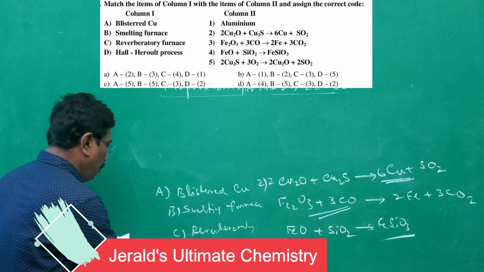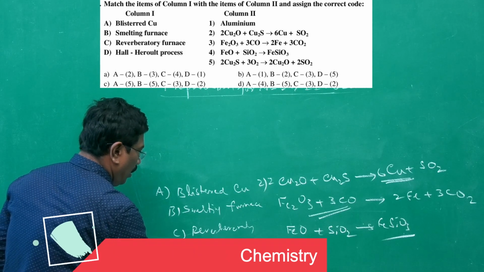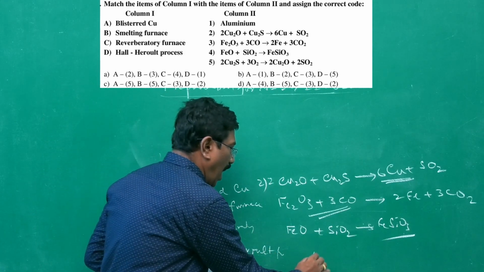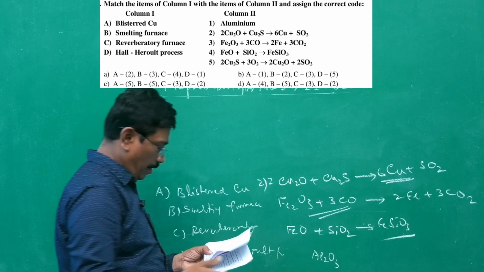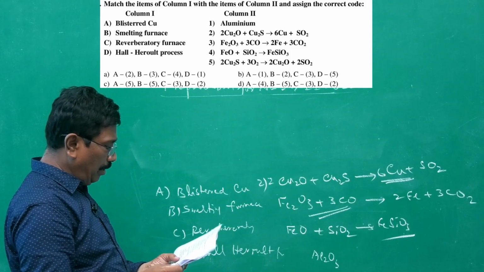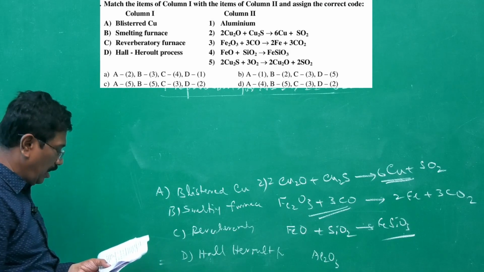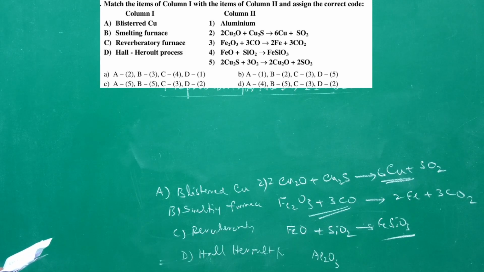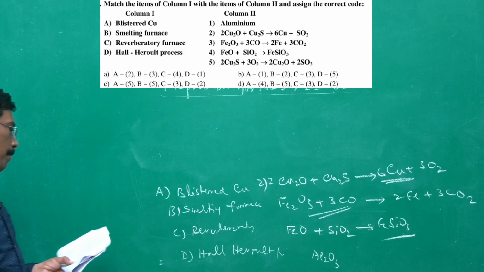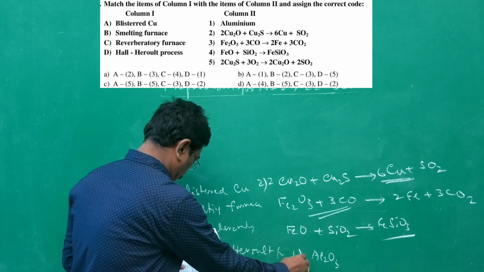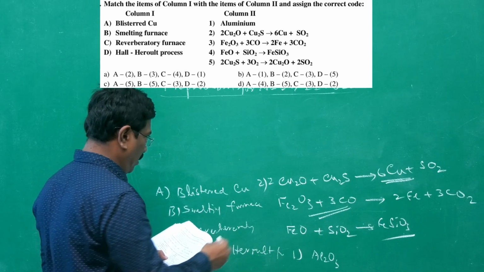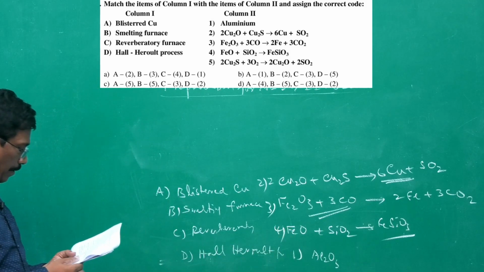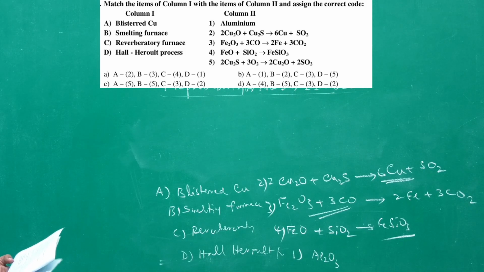And then the Hall-Héroult process. Here, extraction of aluminium from alumina, Al2O3. So, first one, aluminium. Aluminium is extracted by the Hall-Héroult process, and along with that we will be taking cryolite and fluorspar. All those things you may be knowing. So it is 1. Here it comes under 3 and 4. So the correct match is 2, 3, 4, 1, which is option A.